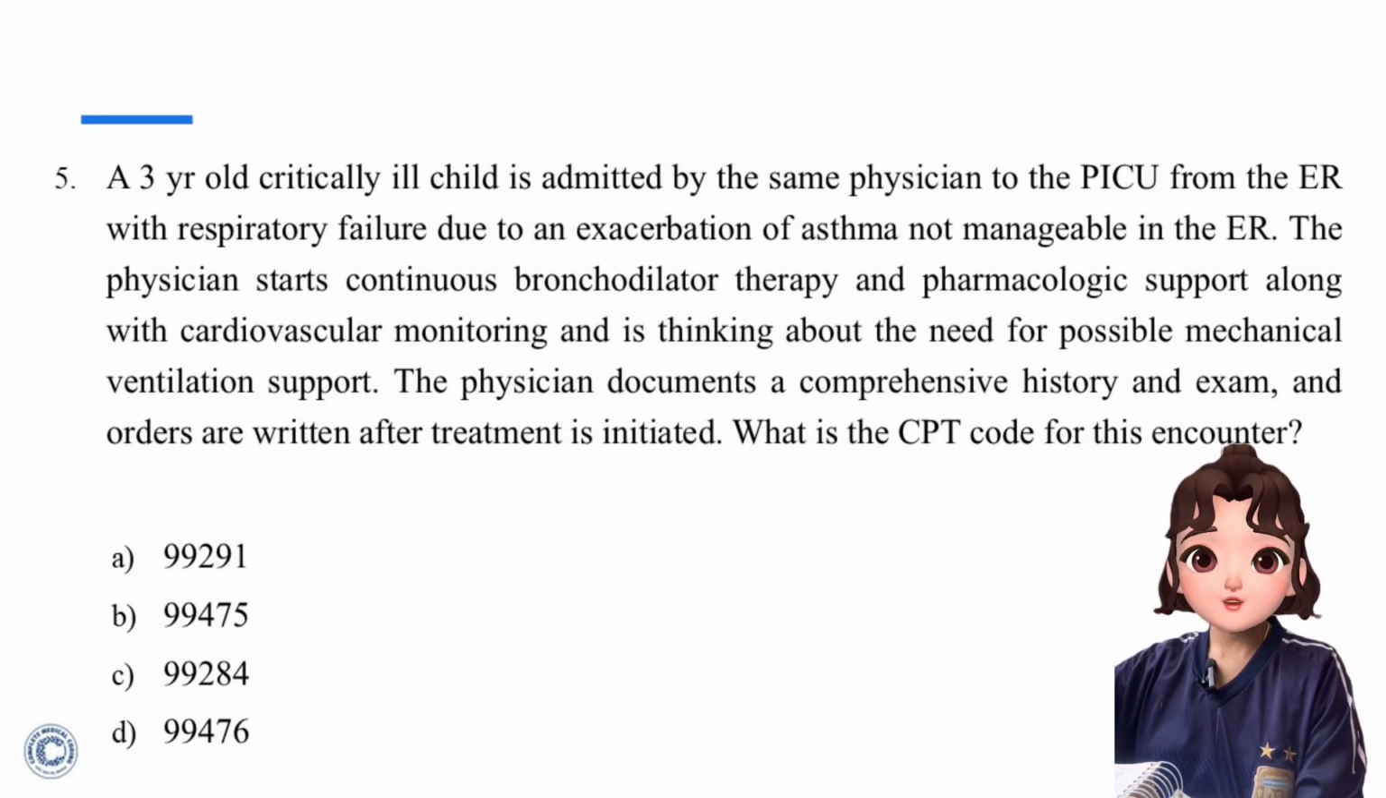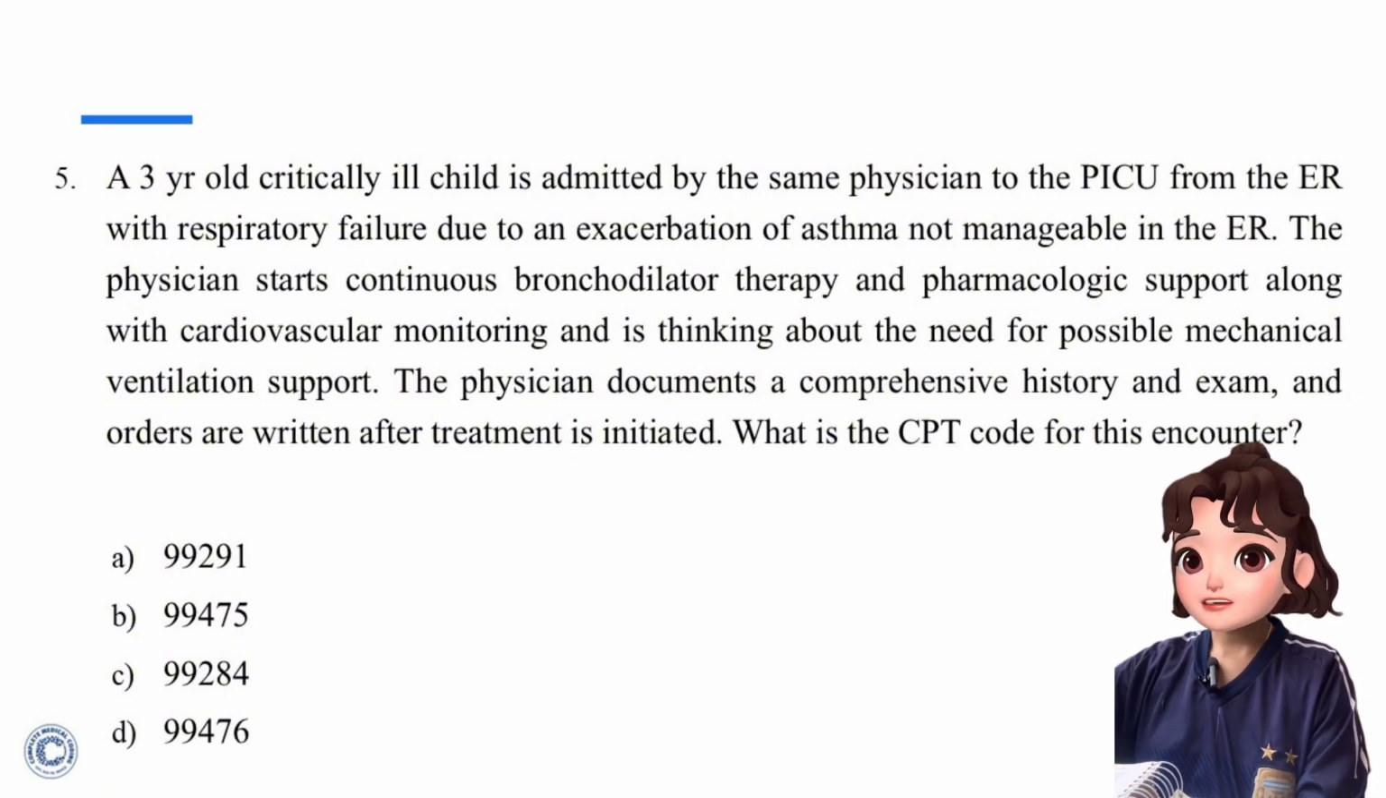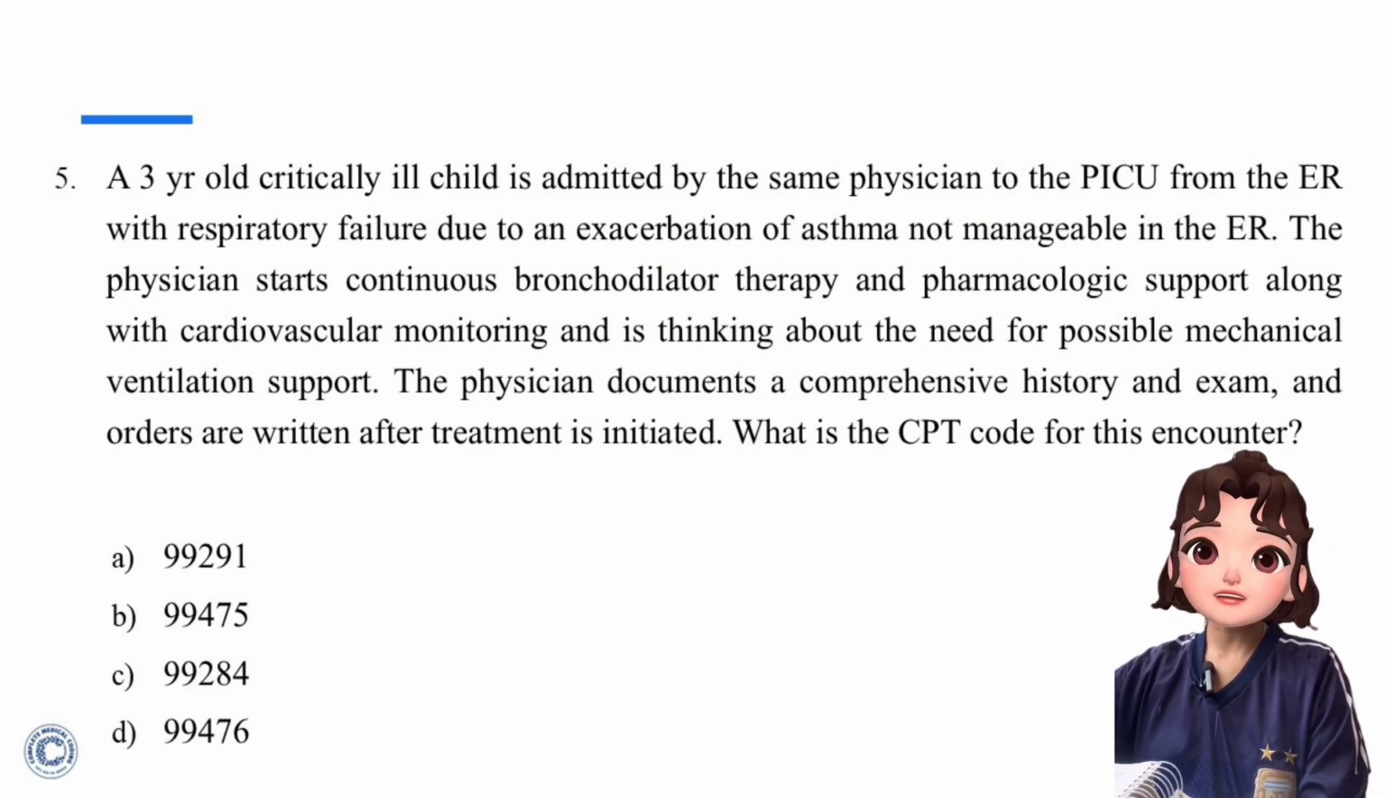Now, anyway, moving to the fifth question. A 3-year-old critically ill child is admitted by the same physician to the PICU, pediatric ICU, from the ER with respiratory failure due to an exacerbation of asthma not manageable in the ER, emergency room. The physician starts continuous bronchodilator therapy and pharmacologic support along with cardiovascular monitoring and is thinking about the need for possible mechanical ventilation support. The physician documents a comprehensive history and examination, and orders are written after treatment is initiated. So, what is the CPT code for this encounter?